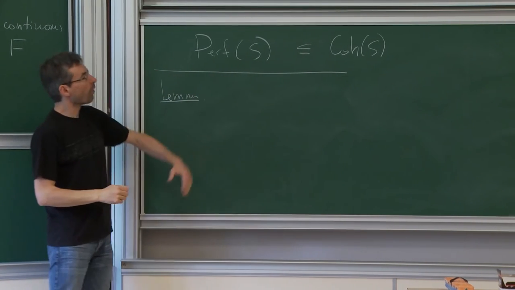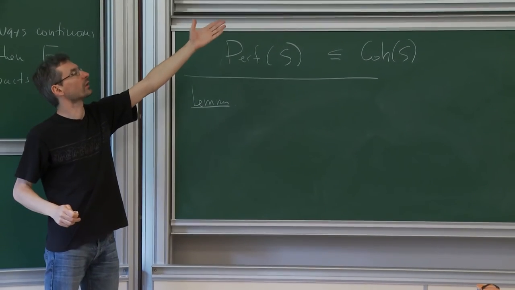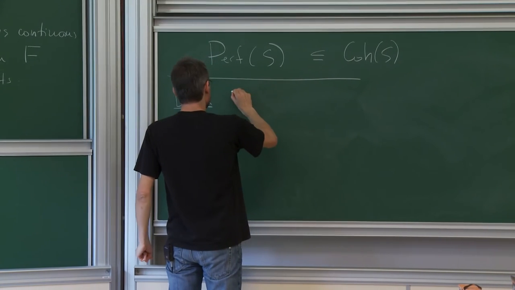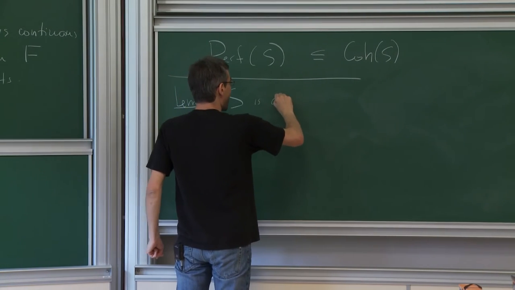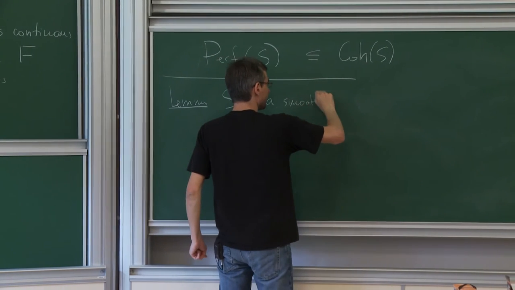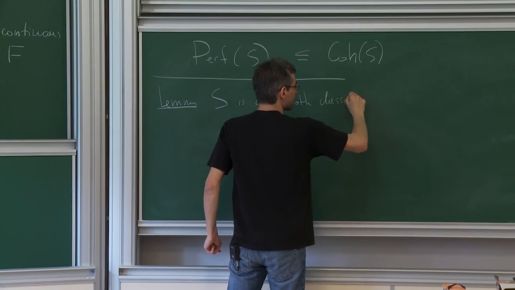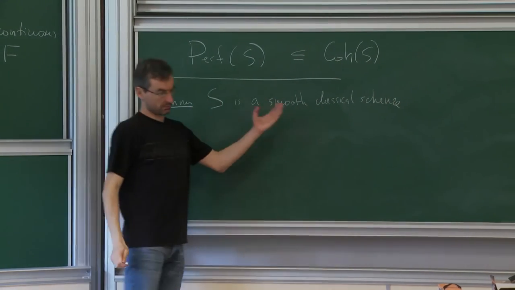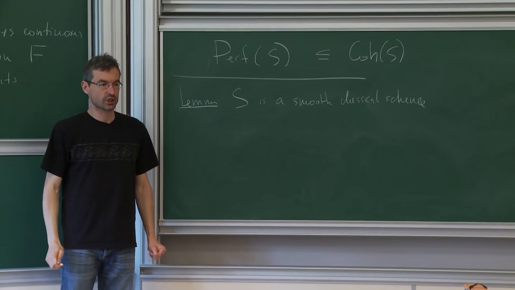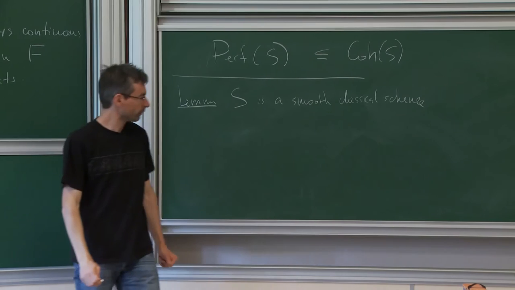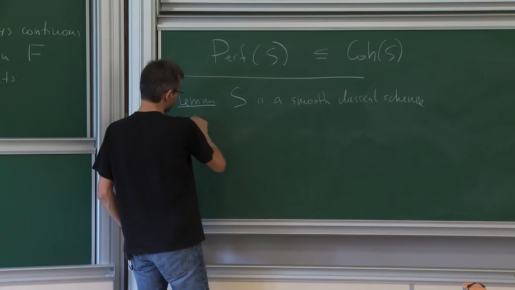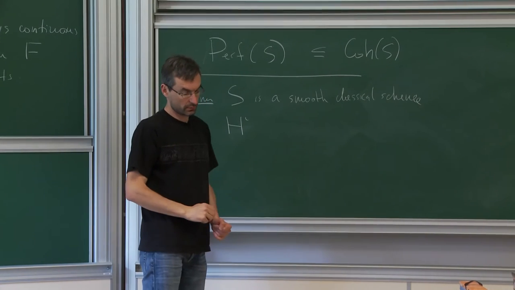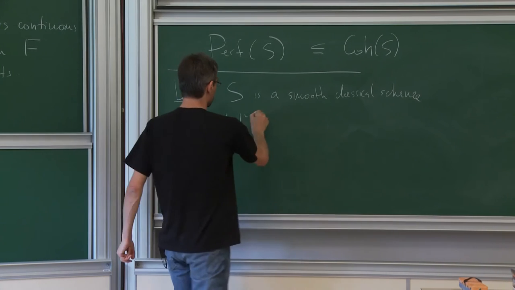All my schemes from now on will be assumed locally almost of finite type. S is a smooth classical scheme, where by classical I mean that only H0 exists, H^i below 0 are 0, if and only if its tangent fibers only exist in degree 0.